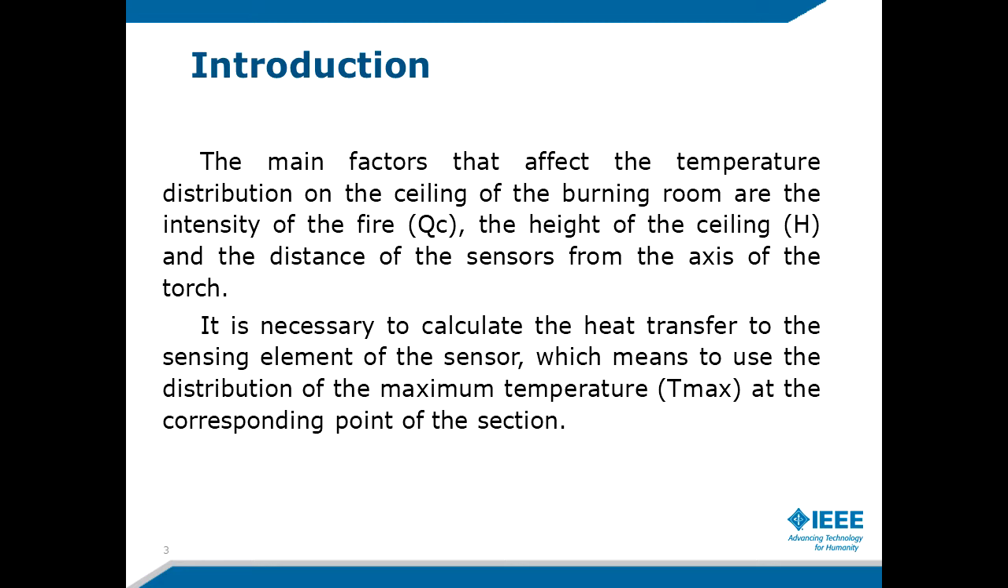When the flame torch reaches the ceiling of the room, a semi-limited flat jet is formed on it. It spreads evenly in all directions on the surface. A number of studies, both experimental and theoretical, have studied the propagation of a flat limited jet.